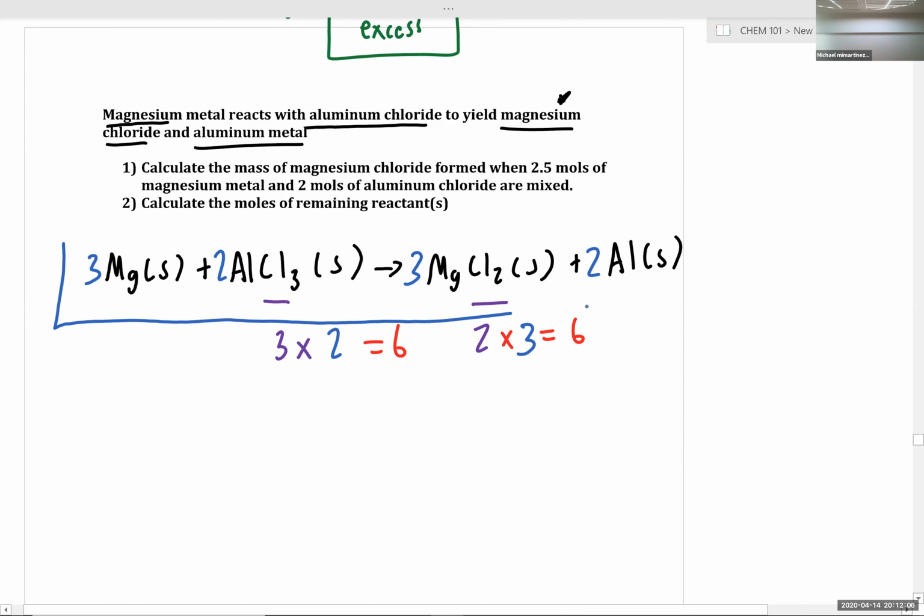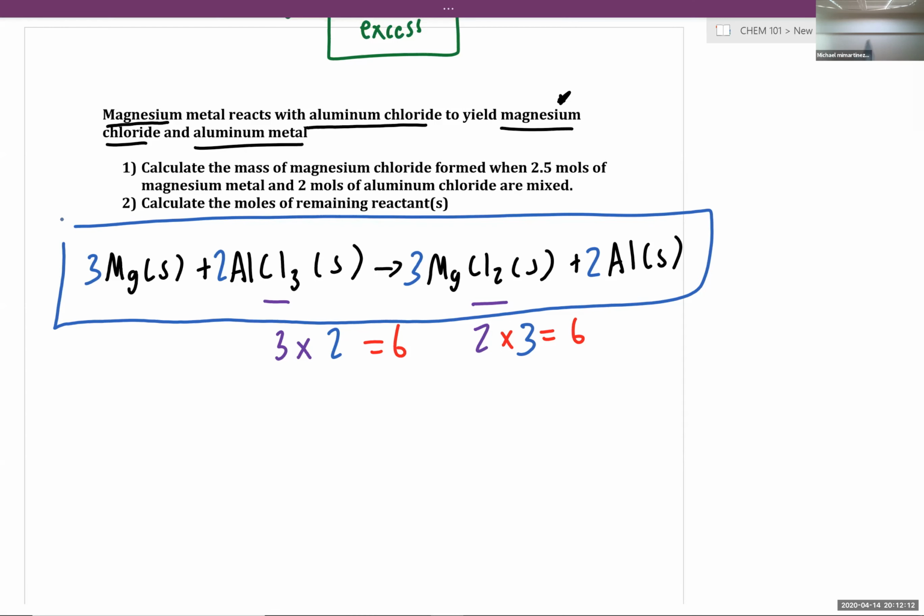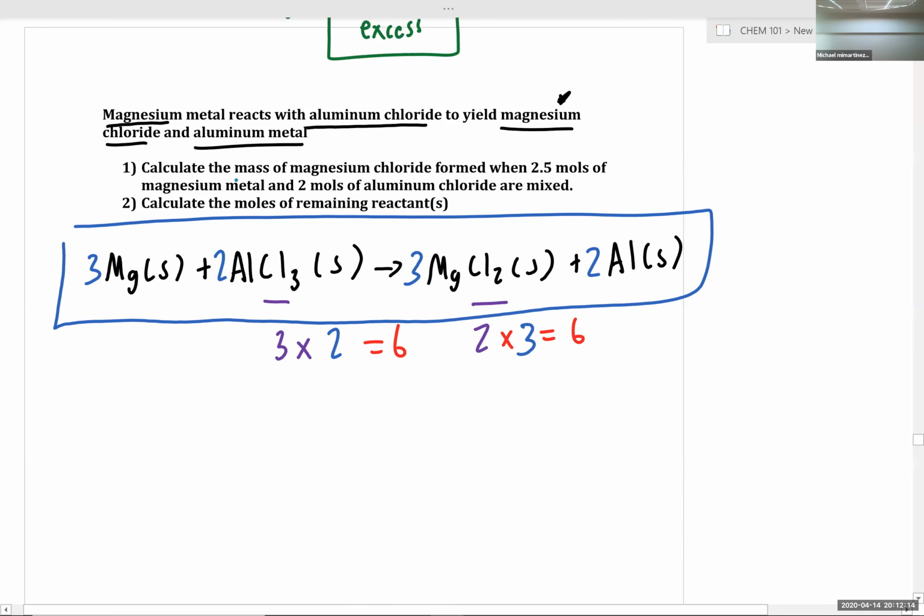Now that we have our balanced equation, we can actually do some stoichiometry here. We're asked to calculate the mass of magnesium chloride when 2.5 moles of magnesium and 2 moles of aluminum chloride are mixed. Let's think really carefully about the following problem.